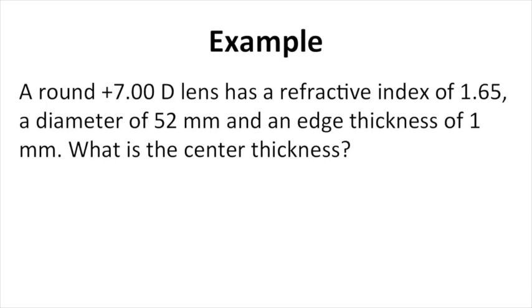Let's do a plus lens, just so we've accounted for both potential options. So we've got a round +7 lens. So again, it's round. The optical center is at the geometric center of the lens. We've got a refractive index of 1.65, and this time a diameter of 52. The edge thickness, we're told, is 1 millimeter, and we're being asked to find what the center thickness is. So why don't you hit pause and see if you could figure this one out for yourself.